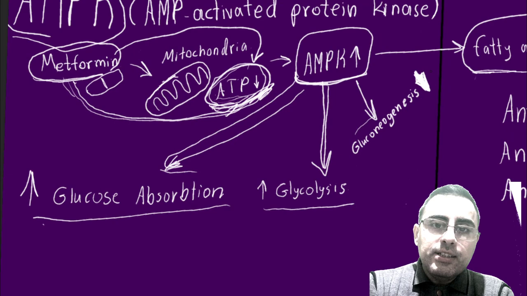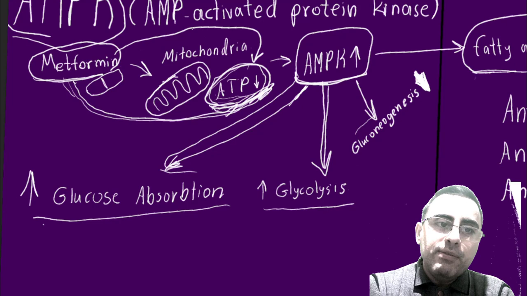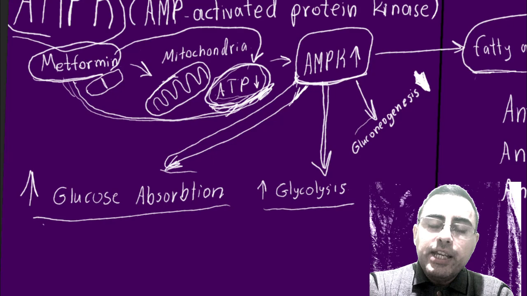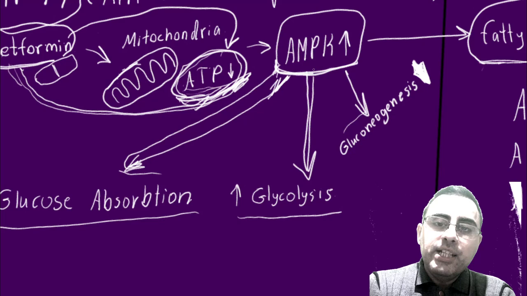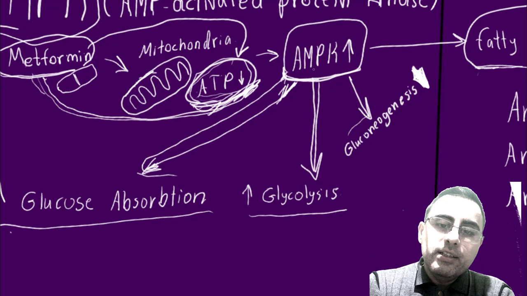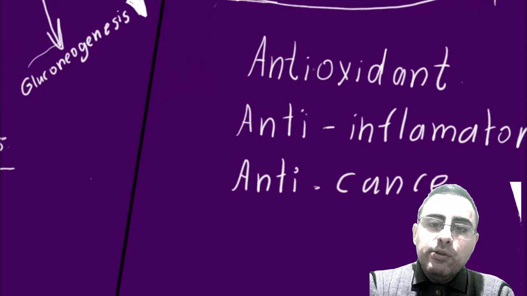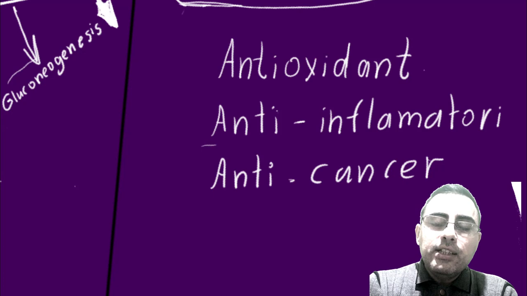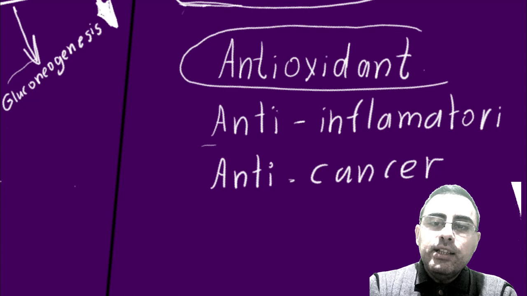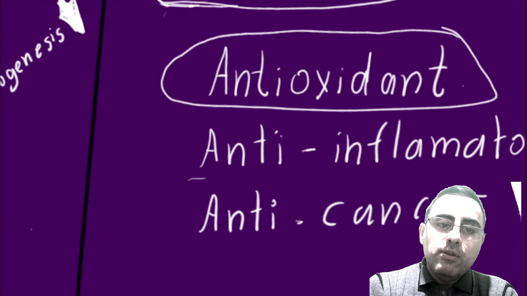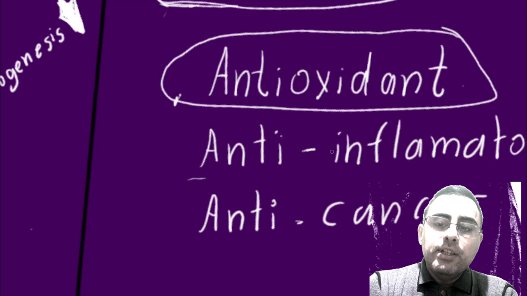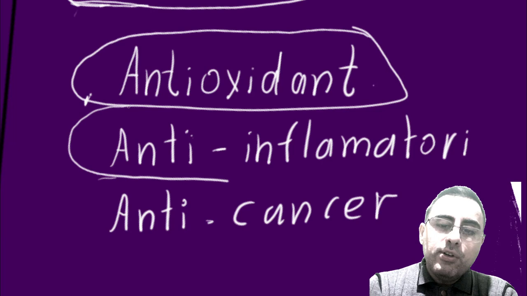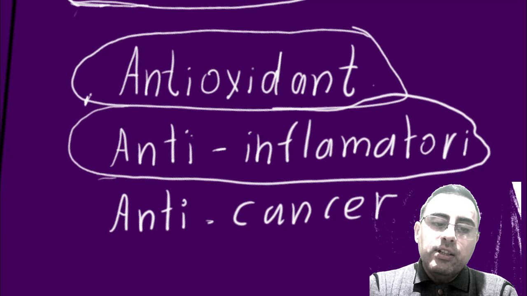Scientists think that this characteristic of metformin, that it can increase AMPK, also means an anti-aging property of metformin, and some say it even reverses the aging process. Metformin also has antioxidant activity, anti-inflammatory activity, and anti-cancer action. Antioxidant activity is independent of the effects we already mentioned. Anti-inflammatory action also means that it decreases the risk of chronic diseases like heart disease and neurodegenerative disease.